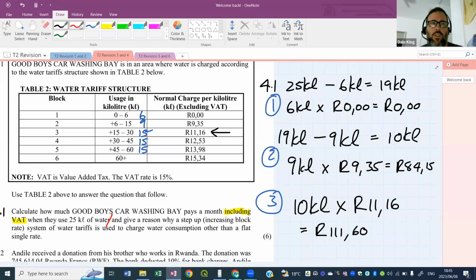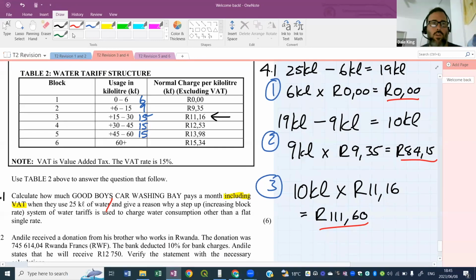Now, just like Vuyo said, you do all these calculations, and then you've got to add them all up. Yes, we now are ready to total up. We've been through 3 blocks and charged 3 different rates and got totals now. So the grand total is your 0 rands. I'm not going to write it, okay?